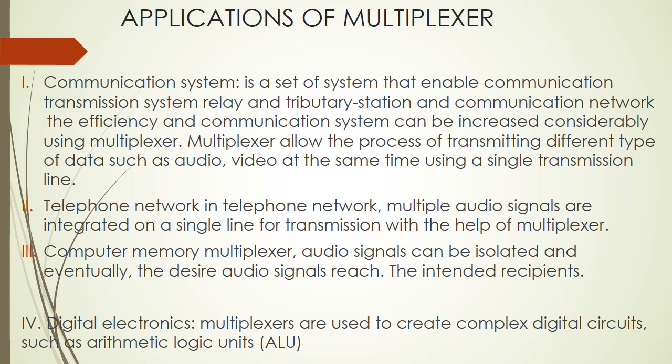So you'll be able to work with a multiplexer in terms of video or audio. Let's look at the telephone network. In a telephone network, multiple audio signals are integrated on a single line for transmission. Since we communicate with a phone, you'll be able to talk about many things, but it can only go in one channel, which is the cell phone. With the help of a multiplexer, you will be able to interact and pass your message to individuals in different destinations.